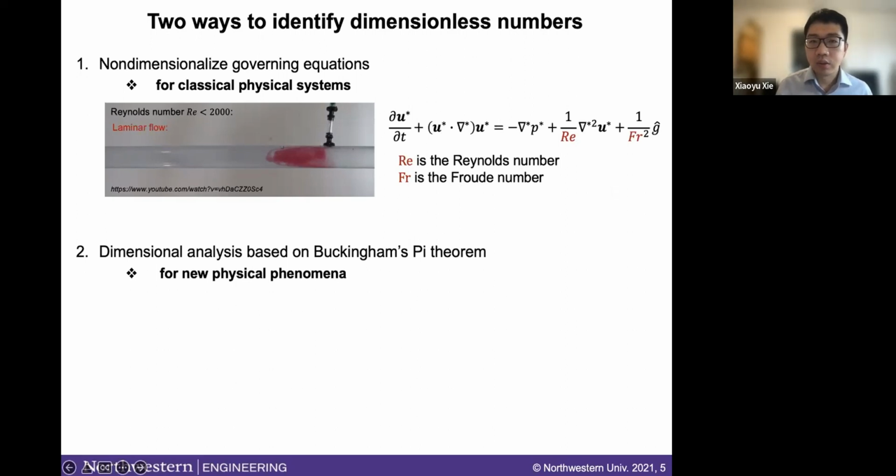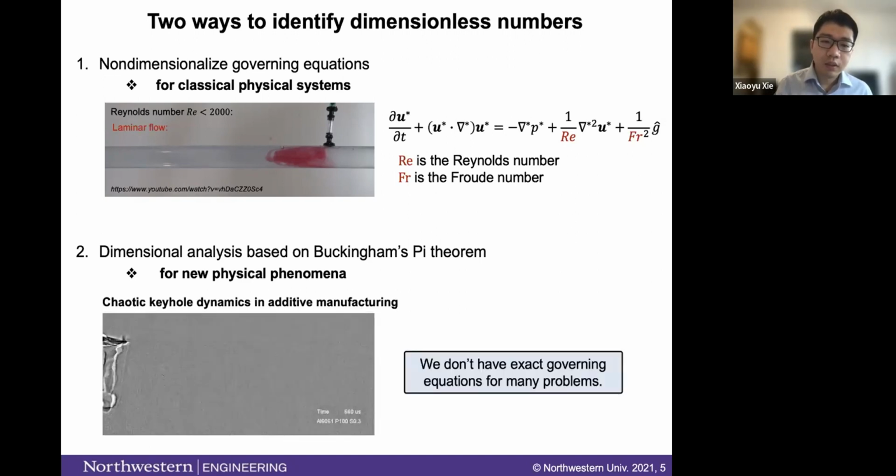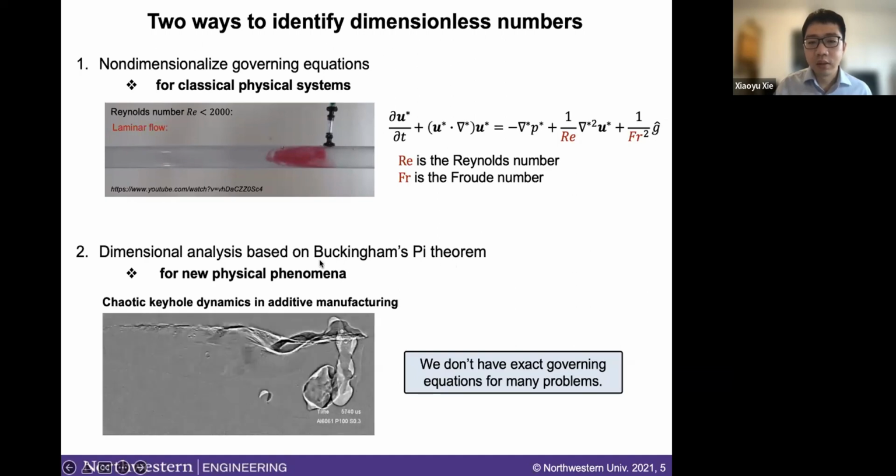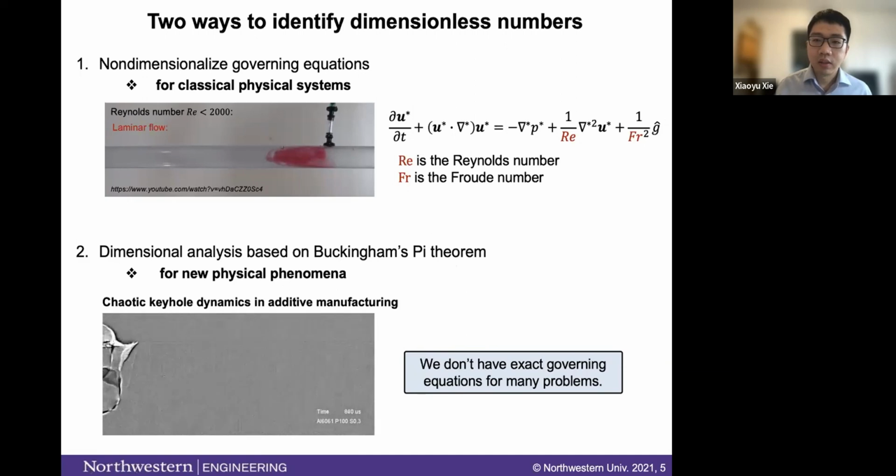But in the more general case, we don't know the governing equations, because we don't fully understand the complex phenomenon. So how can we do that? The Buckingham pi theorem can help us. For example, keyhole dynamics in additive manufacturing involves many different physical processes like heat and mass transfer and fluid flow. Among these processes, chaotic keyhole dynamics is a very complex one, and the knowledge of keyhole motion is incomplete. So we cannot use the first approach to derive the dimensionless numbers. But the classical Buckingham pi theorem tells us that it is possible to obtain dimensionless numbers from data.